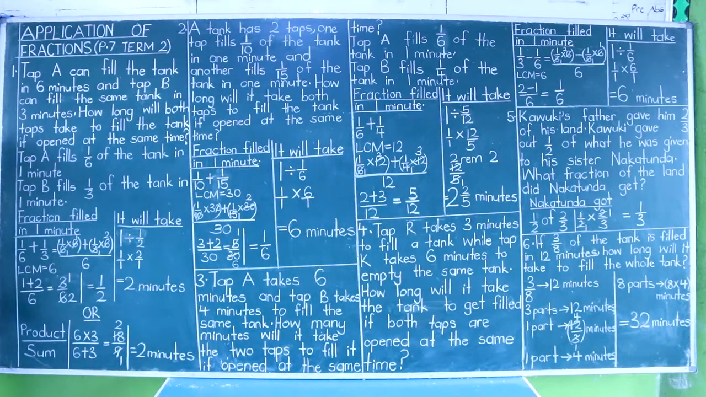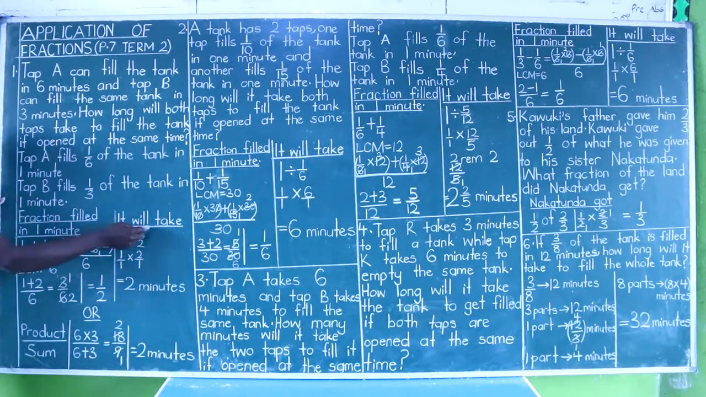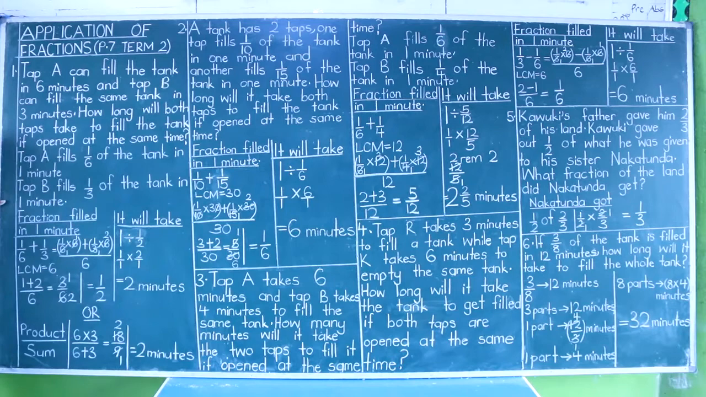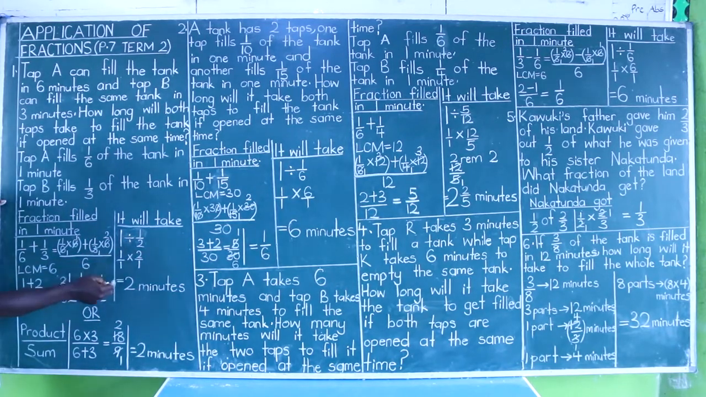So if they connect their waters to the tank at once, they will fill a half of the tank per minute. Now the question is, how long will it take the 2 taps to fill the same tank? You say it will take a whole tank divided by the fraction for the combined taps. You got a half, so you say 1 divided by a half, which 1 as a fraction means 1 out of 1.